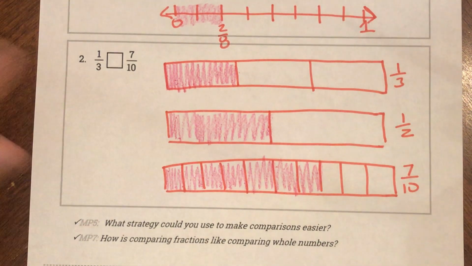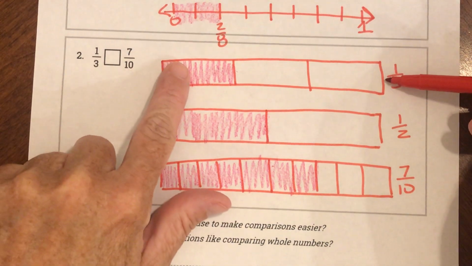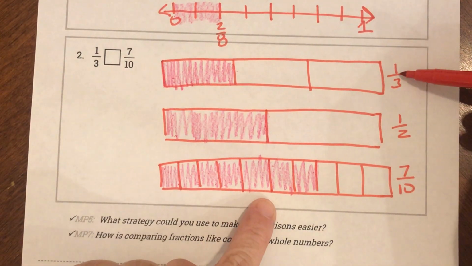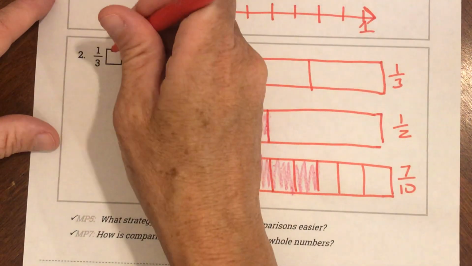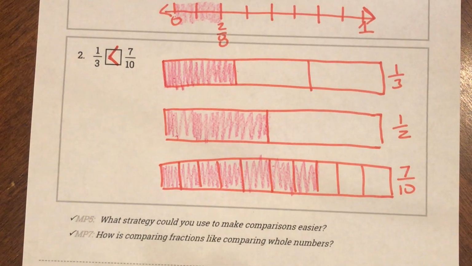Okay, so it's clear that 7/10 is larger than 1/2, and 1/2 is larger than 1/3, which means 7/10 is larger than 1/3. So my alligator mouth is going to grab 7/10.